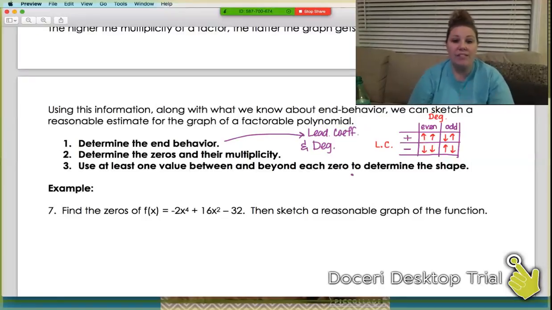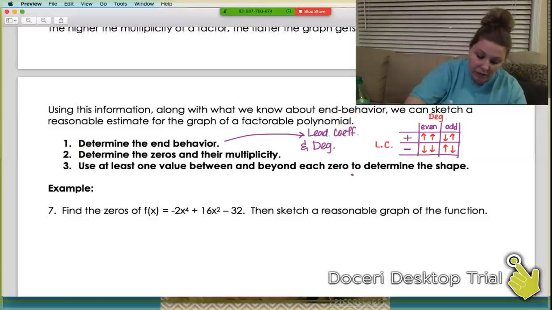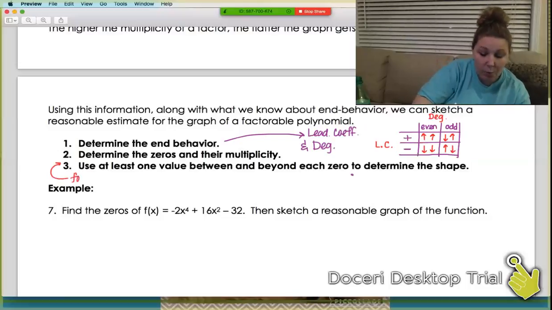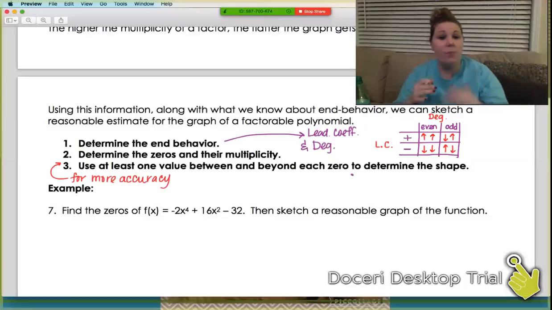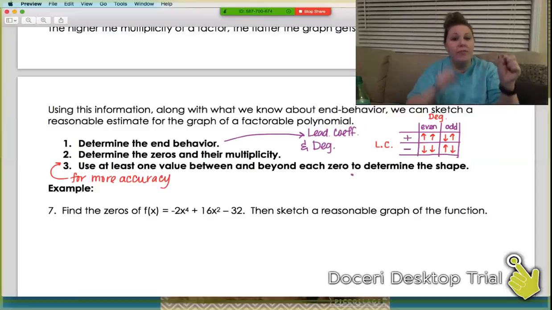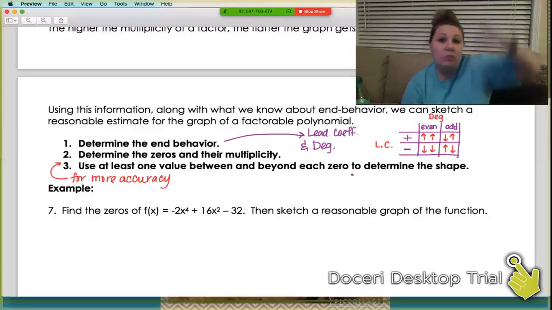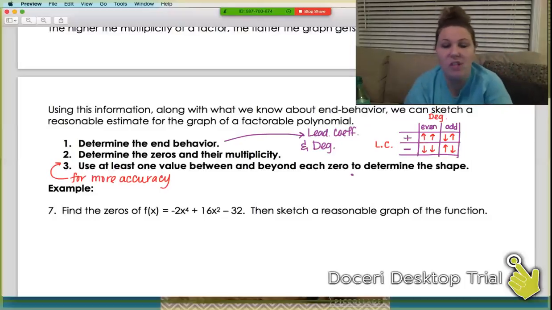And then step 3, if you wanted a really accurate graph, this third step is for more accuracy. We're not actually going to focus on that right now, but if you wanted a more accurate graph, you would need to pick a few key x values to plug into a table so you could figure out how high or how low to make your points. And if you look at the notes that I posted on the course calendar, I did go ahead and do that so you could see more specifically what the graphs come out to, but that's not something we're going to really focus on today.